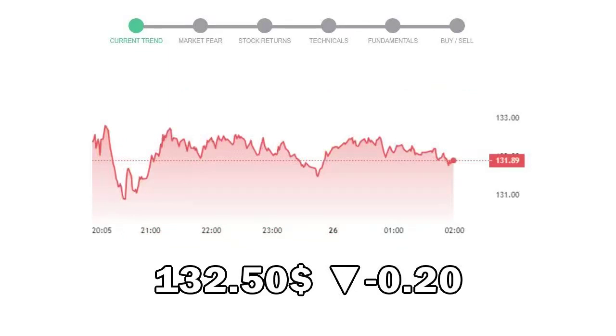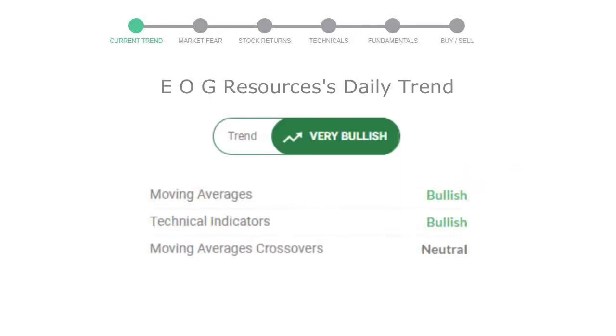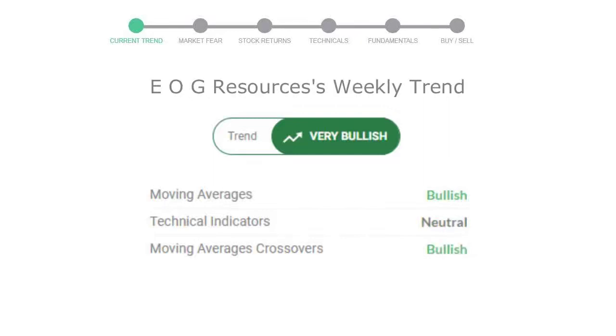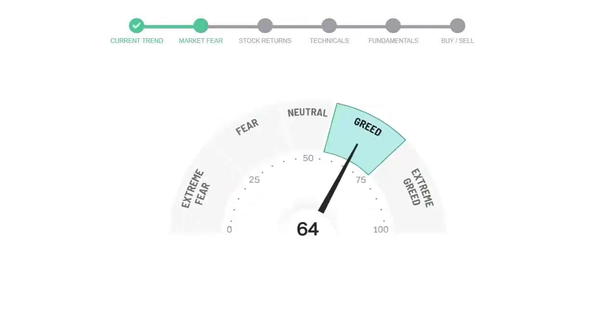Let's look at today's trend indicators. The moving average is bullish. Technical indication is in uptrend, and the overall daily trend for the stock is in a very positive trend. Looking at weekly analysis, the weekly stock trend is in a very positive trend. Today's market fear and greed index is 64, which is indicating greedy emotion in the public sentiment. We usually look at this indicator to make our buy or sell decisions better.